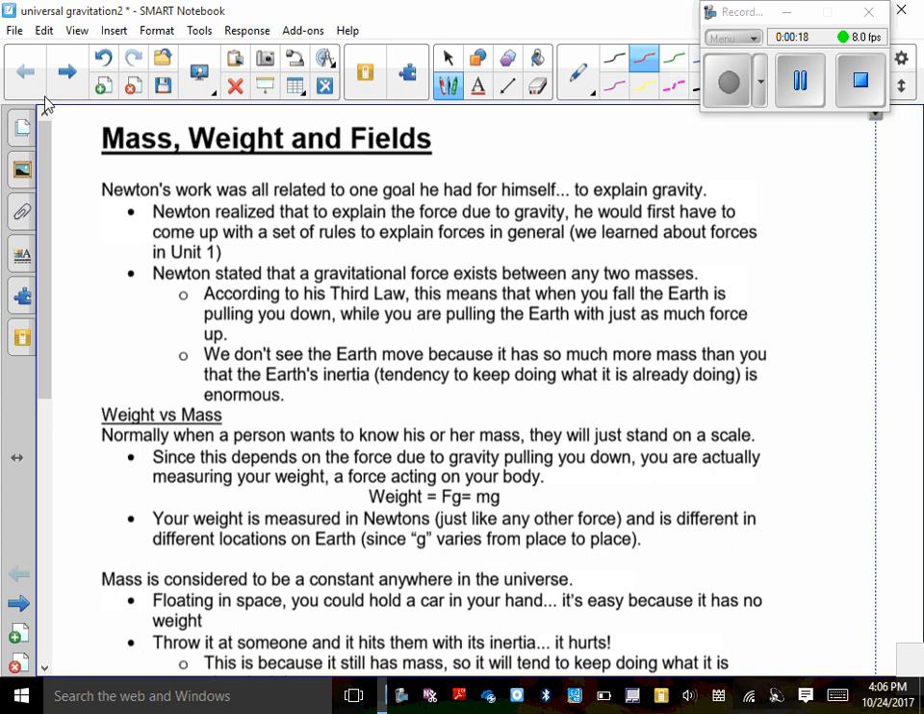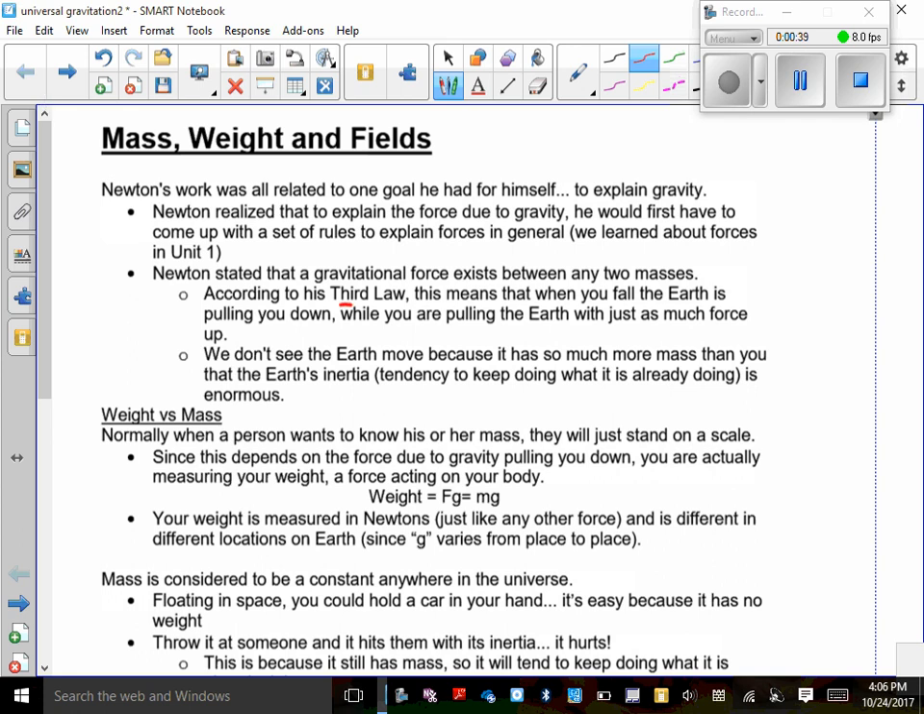Okay, Newton was all related to one goal. All he wanted to do was explain gravity. He realized that to explain gravity, he would first have to come up with a set of rules to explain forces in general. Okay, he said that a gravitational force exists between any two masses.